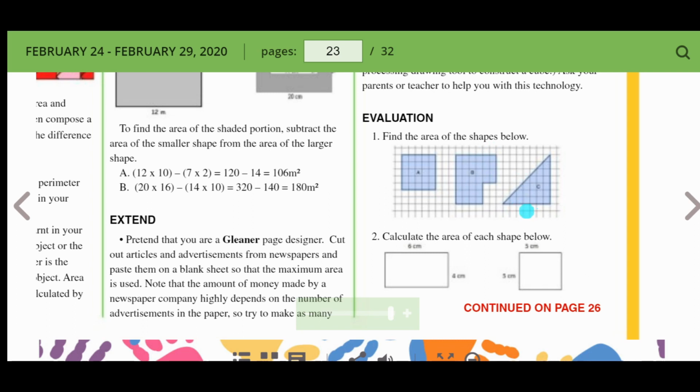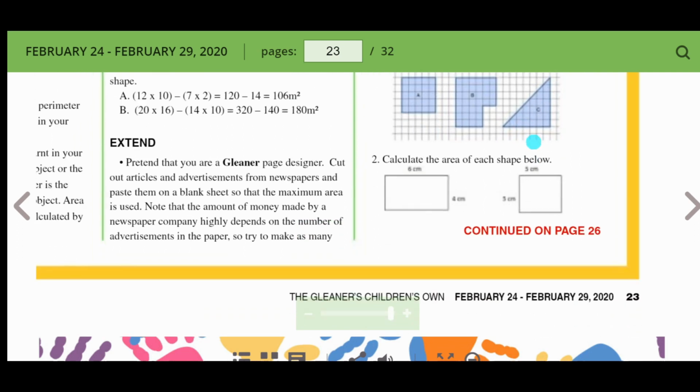So for the triangle, count all the whole squares that you have, and then add all the half squares that you see, and then you'll get your final answer.